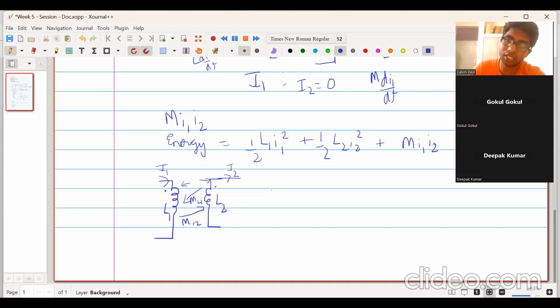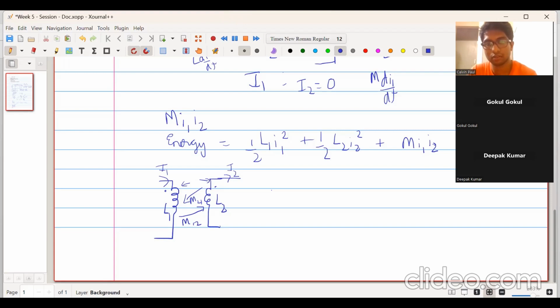So M12 is what? It is because of the current I1 which is flowing through the first coil; the flux that it generates will get linked with the coil L2, the second coil. That is given by M12. Similarly, when current I2 is flowing through the second coil, it will generate some magnetic flux which links with coil 1, and that is given by M21. All right.